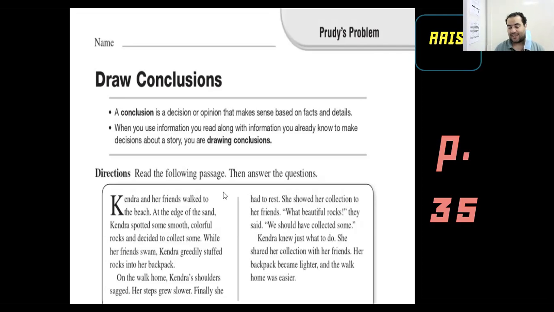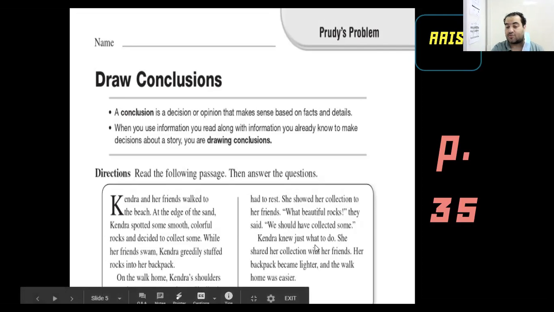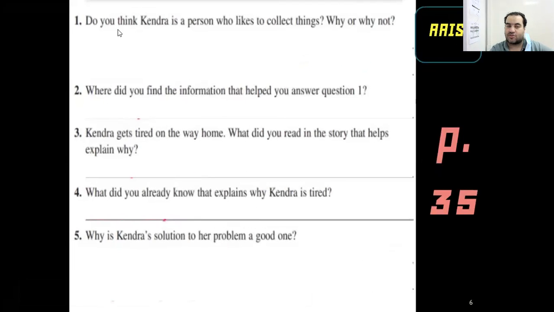It's not good anyway. So here, Kendra knew just what to do. She shared her collection with her friends. Her backpack became lighter. Now it's not as heavy as it was. And now she can carry it and go. And here the walking home became easier. So I have some questions here.